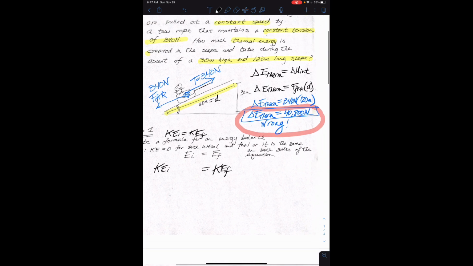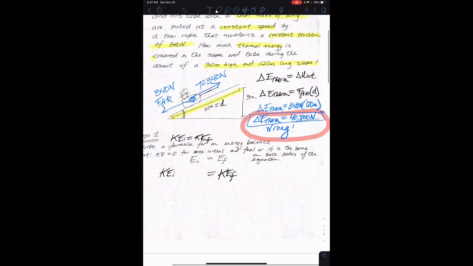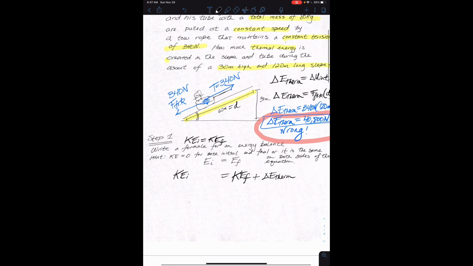If delta E thermal exists, and we want it to because we want to solve for it, then force friction has to be internal to the system. If force friction is external, then it does work on its own, and it can't do both. Either force friction is external and does work, or you have delta E thermal. We want delta E thermal, so I'm going to write that on the final side. And this means that the ground is part of the system.